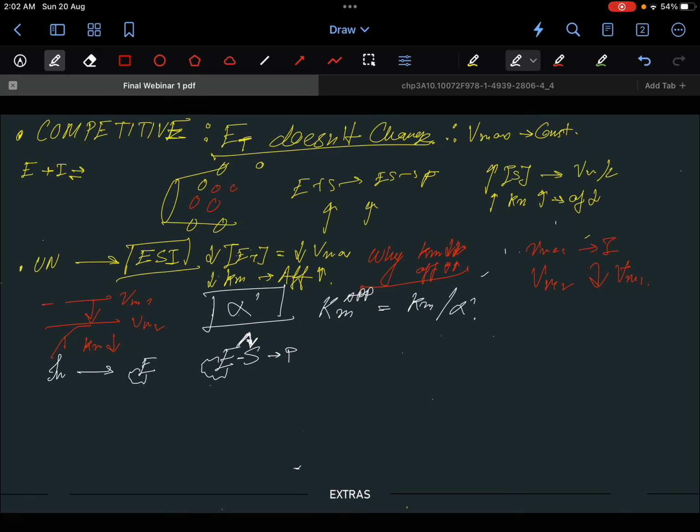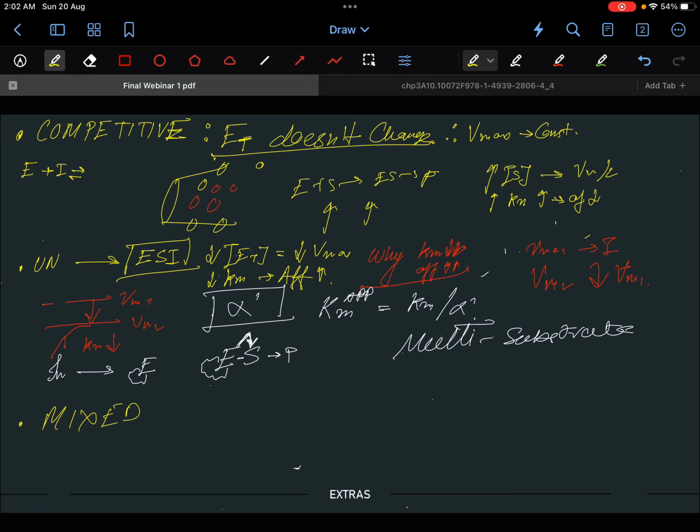So it is actually more significant for multi-substrate enzymes. Okay, so not for one-substrate enzymes. So uncompetitive is a very, very rare kind of reversible inhibition, and it is mainly significant in multi-substrate enzymes. Okay, so now let's start with the mixed one.